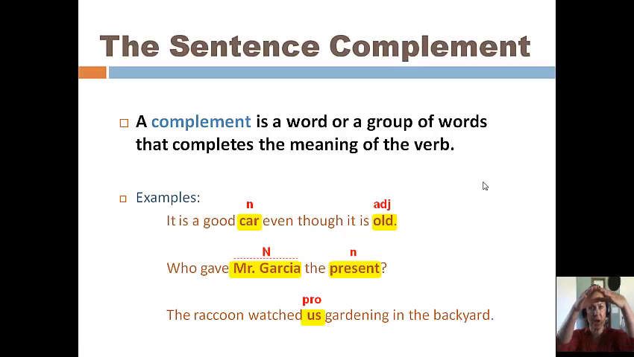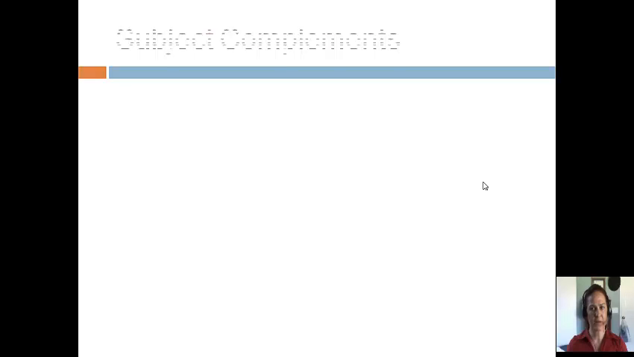Now, our overall term, our umbrella term, is sentence complement. Under that we have subject complement. And you need to remember that our subject complement is different than the regular sentence complement. It's just part of sentence complements. A subject complement is a word or a word group in the predicate that describes or identifies the subject.